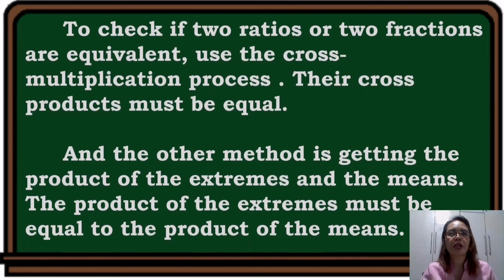And to check if 2 ratios or 2 fractions are equivalent, use the cross multiplication process. The cross product must be equal. And the other method is getting the product of the extremes and the means. The product of the extremes must be equal to the product of the means.